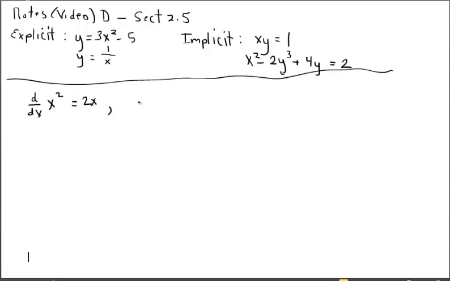Let's look at another example. Maybe our letter of choice isn't x, maybe our letter of choice is y. So we want to find the rate of change of y cubed with respect to y. So again, notice that these variables match up. So we're going to apply the power rule, 3y squared.